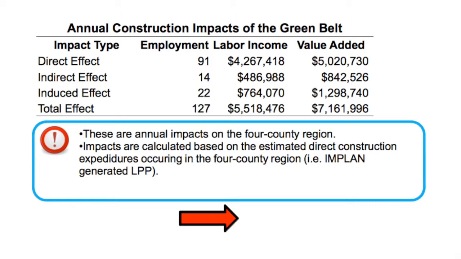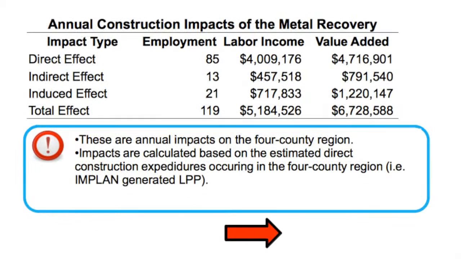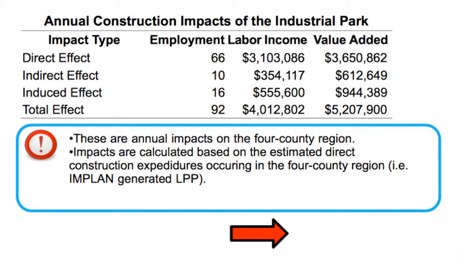For the green belt, we have total economic activity in terms of employment, 127 jobs. Labor income will be over $5.5 million. And the value added will be $7.2 million. Metal recovery. So you can see that in terms of employment, 119 jobs, labor income $5.2 million, and the value added $5.7 million. Industrial park, total economic activity comes to about 92 jobs, labor income slightly over $4 million, and the value added will be $5.2 million.